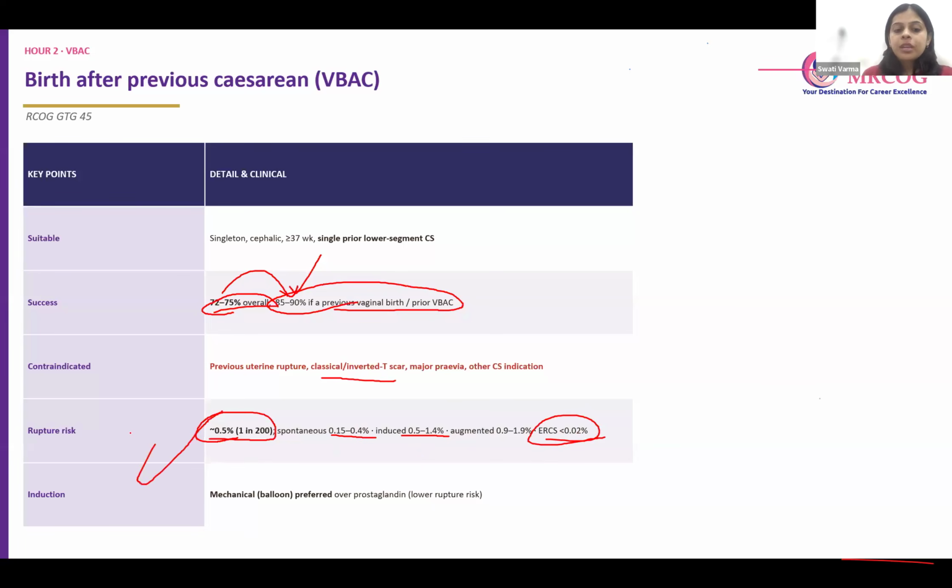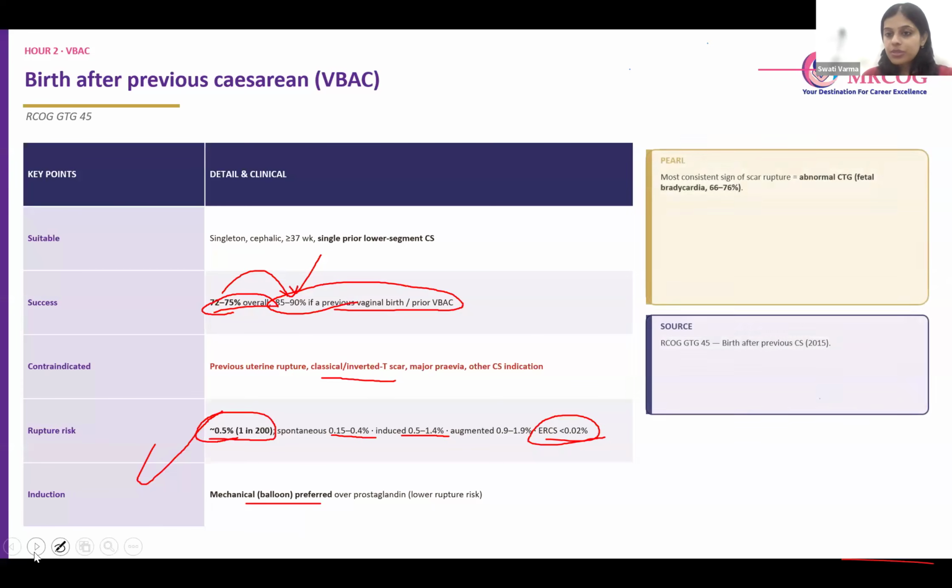Induction. If you happen to induce any lady with a previous scar, prefer mechanical induction methods over prostaglandin as they have a lower rupture risk. The most consistent sign of scar rupture is abnormal CTG. This again is a very important question which can be asked. The most consistent sign of scar rupture is fetal bradycardia, found in 66 to 76% of cases.